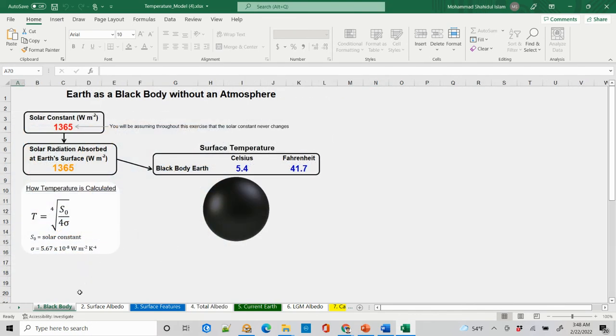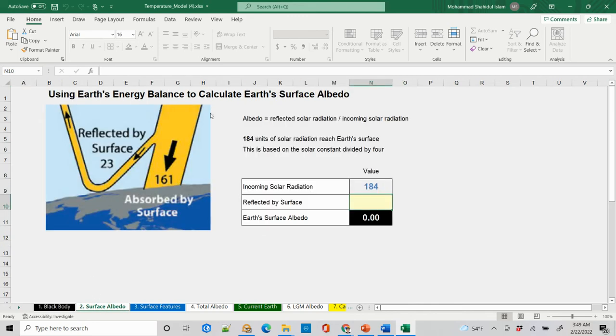So what I'm going to do is take you through all these slides, all the Excel worksheets, and tell you if there is anything that I need to mention. So for black body, there's nothing you need to input, because this is already given. Then for surface albedo, you need to input these, fill up this yellow cell. So incoming solar radiation is shown as 184. That is the summation of 161 plus 23, that is 184. Then what is reflected by the surface? So 161 is already absorbed, so the reflected one is different, and you can see that from here. So you need to put that information in here, which will calculate the surface albedo, and you will get a new value.